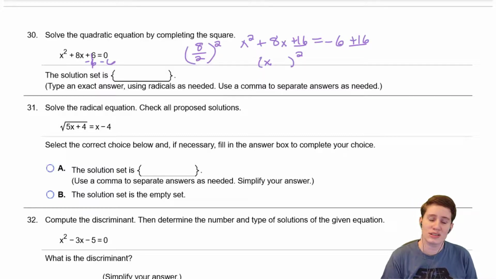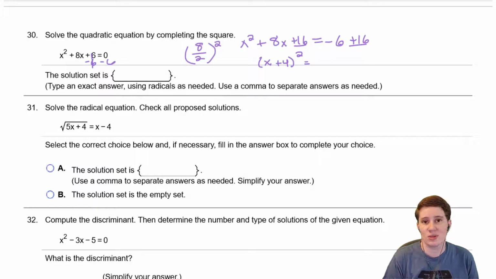What multiplies to get 16 and adds to get 8 is 4 and 4. Incidentally, that number is always going to be what you get when you half it before you square it, which is convenient when you have fractions involved so that you don't have to think as hard about the factoring. Negative 6 plus 16 is 10.